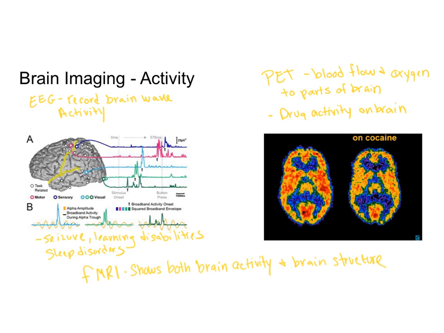Now, some people may ask, well, why don't you just do an fMRI instead of some of these others? Well, an fMRI is expensive and there are not as many fMRI machines as there are EEGs, PETs, or even a regular MRI or CT scan. For those of you that have ever needed a scan, you may have found that you had to wait some time before you got one, and that's just because of the availability of the machines themselves.